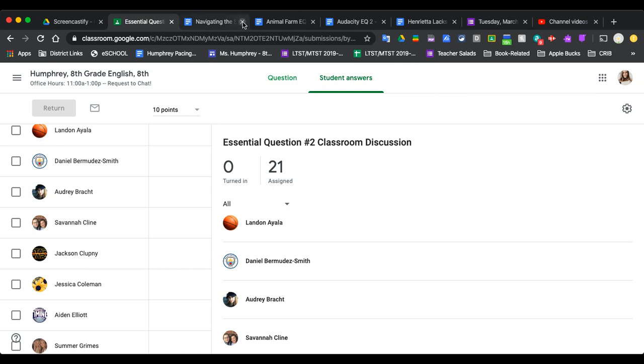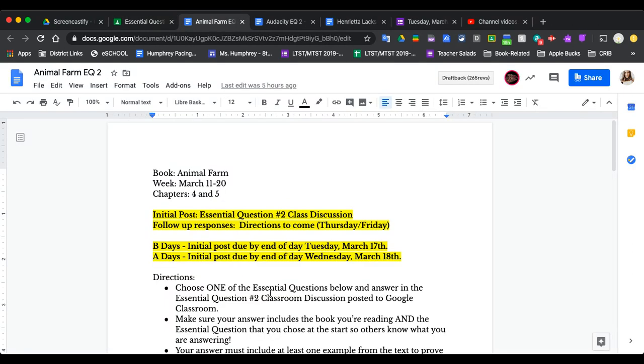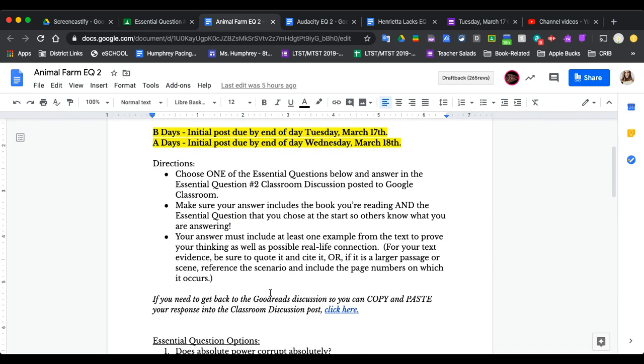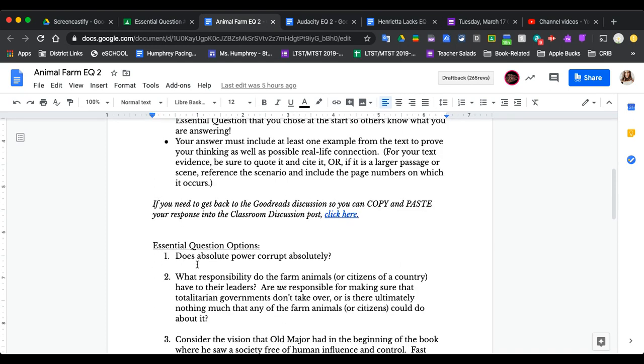You guys have your EQ documents, right? And you have your directions here that have slightly changed, only in relation that we're not posting to Goodreads. We are posting to the discussion board in Classroom. And there will be a response portion that I'm going to ask you to also do that's slightly different than what we would normally do in Goodreads.